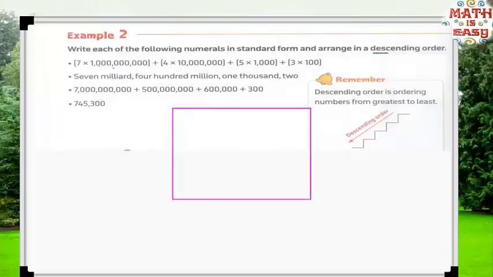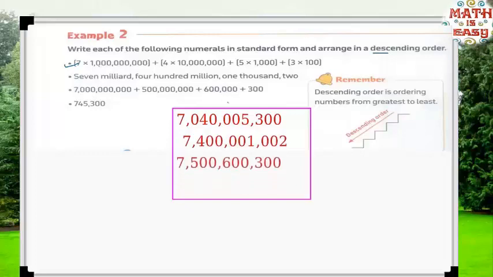We have here 7 million, 40 million, 5,300. Next number: 7 million, 400 million, 1,002. Third number: 7 million, 500 million, 600,000, 300. Last number in standard form. See how many periods are in each number. We have 4 periods, 4 periods, 4 periods, but the last number has 2 periods only. That means the last number is the smallest number. We will write this number at the end.